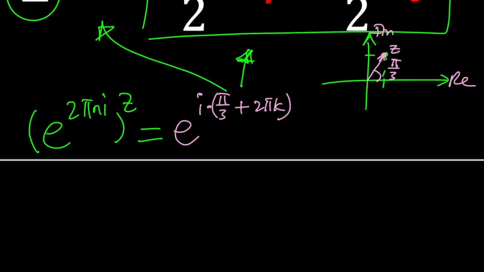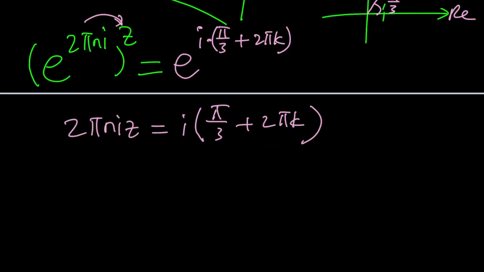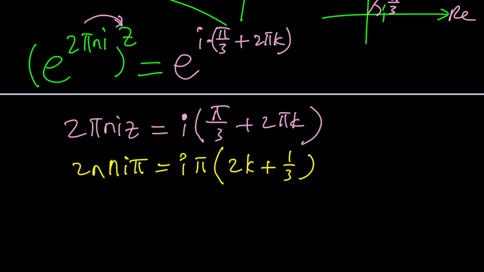Now, this is going to give us e to the power 2 pi n i z. Let's just clear the bases. So from here, we get 2 pi n i z after multiplying the exponents. And here we get i times pi over 3 plus 2 pi k. Since we have e to the power on both sides, we can totally eliminate that. Now, we can simplify this, can't we? First of all, notice that we can pull out a pi, and that'll give us 2k plus 1/3. And here we get 2 pi n i z. Oops, I wrote pi. Okay, too obsessed with pi. 2 pi.